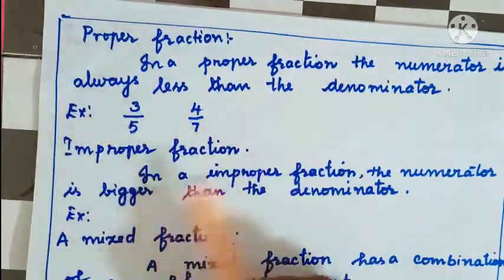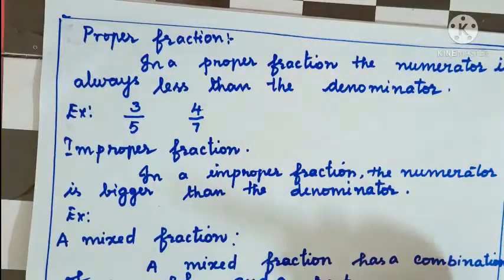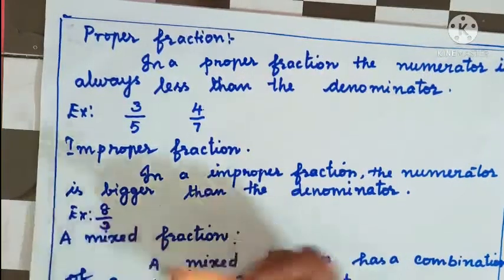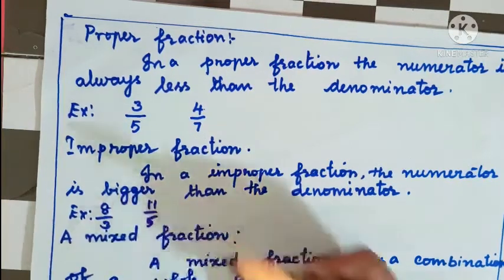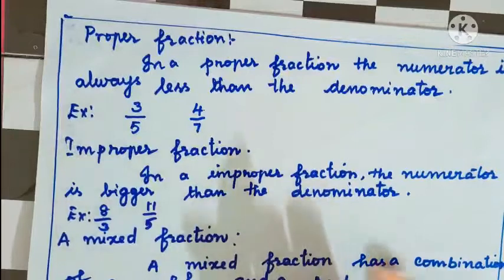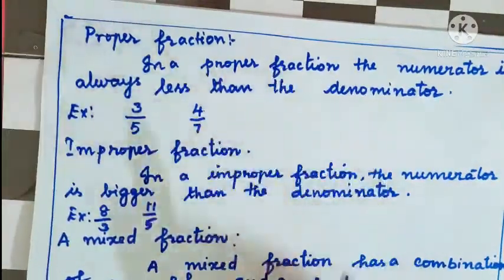Okay. What is an improper fraction? In an improper fraction, the numerator is bigger than the denominator. Like this, you can say 8 by 3. Then you can say 11 by 5. Okay. So the numerator will be bigger, isn't it? Here the numerator will be less. That's all, the simple thing, right?